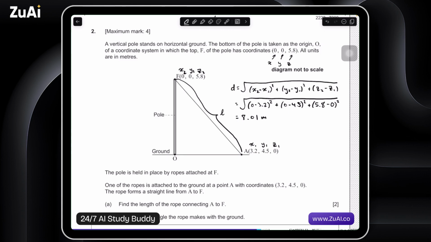Part B asks us to find angle FAO, the angle the rope makes with the ground. Remember, we start at F, go to A, and then go to O. All right, so this is a 2-mark question. How can we solve this?